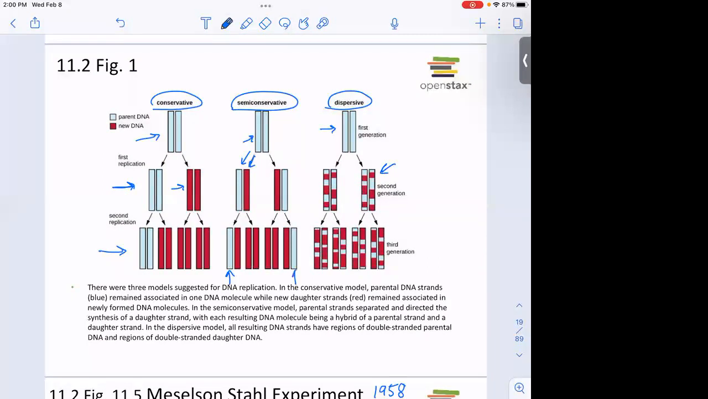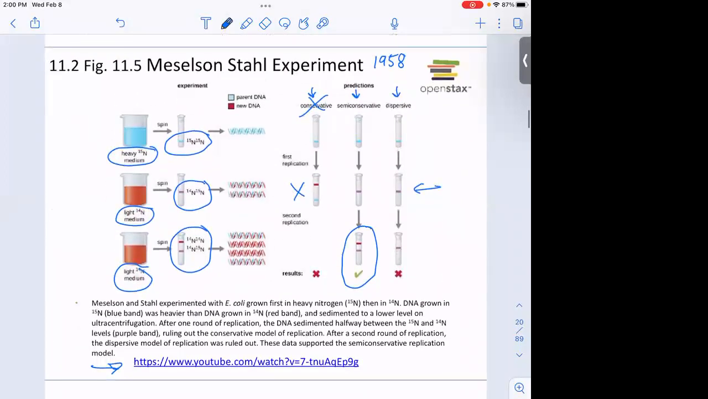heavy band and a heavy band. This would be hybrid, this would be hybrid, and these would both be light. Okay, so here, we're still gonna all have hybrid. All right, so what they found anyway, so the results matched what you would expect for semi-conservative replication.